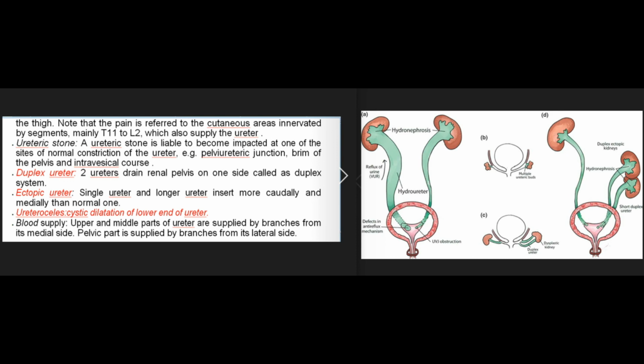Duplex ureter. Two ureters drain the renal pelvis on one side, called a duplex system. Ectopic ureter. A single ureter, or the longer ureter, inserts more caudally and medially than the normal one. Ureterocele is cystic dilatation of the lower end of the ureter. Blood supply. Upper and middle parts of the ureter are supplied by branches from its medial side. The pelvic part is supplied by branches from its lateral side.